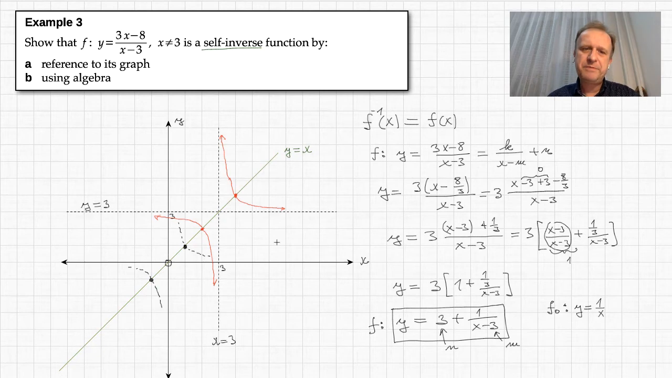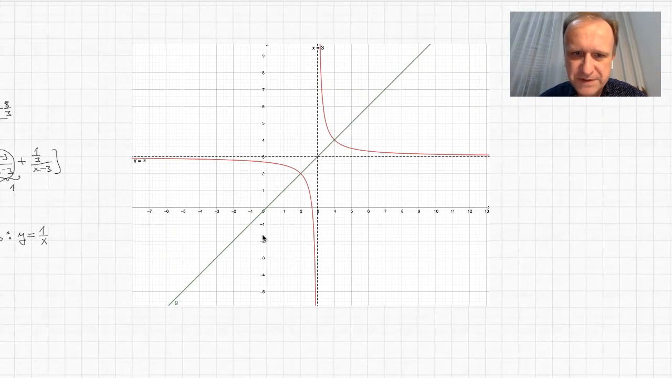Now, I have prepared the graph of this function in advance for you in GeoGebra. So this is the graph, and you see that really it's shifted, its asymptotes cross at the point with coordinates 3 and 3. So the whole function is the function f sub 0 shifted by 3 and 3 to the right and upwards. And you see, which is the most important thing, that the graph itself is symmetrical with respect to this green diagonal of the first and third quadrant.